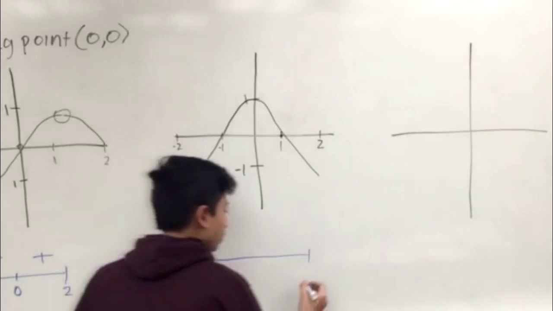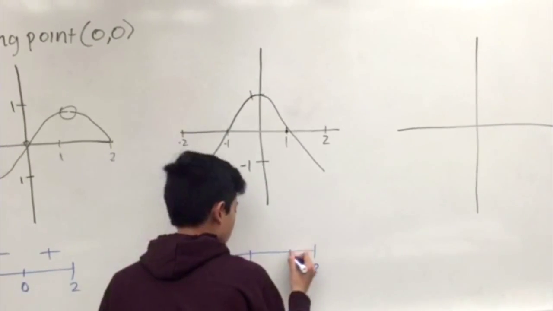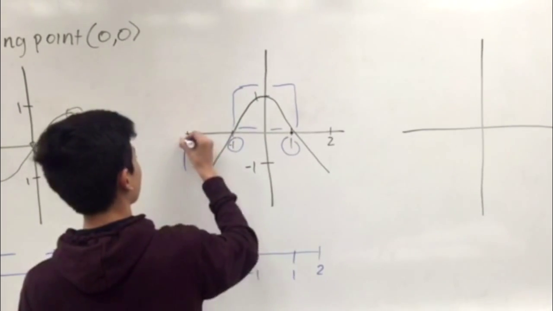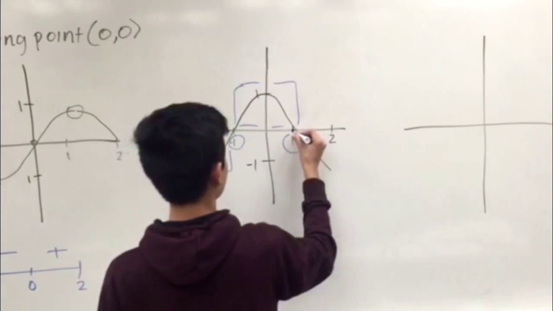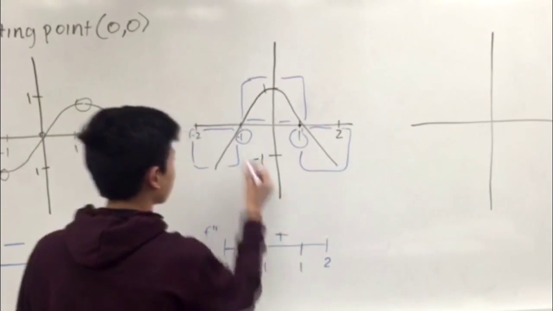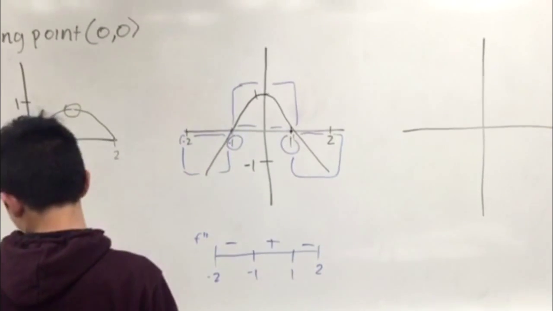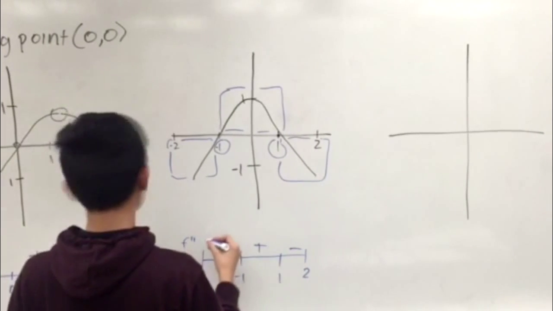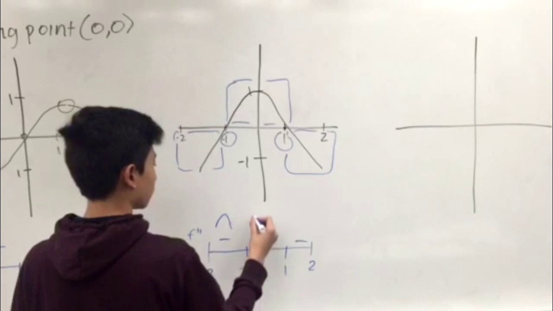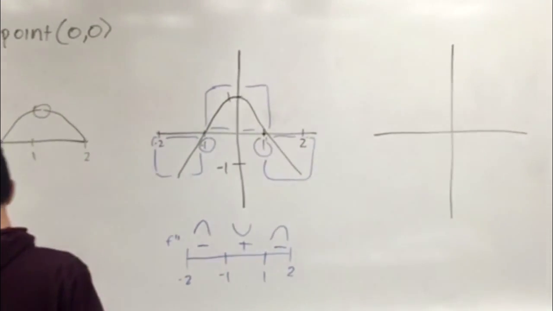The critical points are 2, negative 2, negative 1, and 1. So I'm just boxing it off because it makes it easier to look at for me. And yeah, from negative 1 to 1, it's in the positive region. From negative 2 to negative 1 is in the negative region, as well as from 1 to 2. So put a positive right here, a negative right here, and a negative over here. Basically this is going to tell us our concavity, so it's going to be concave downward from negative 2 to negative 1, upward from negative 1 to 1, and downward from 1 to 2.